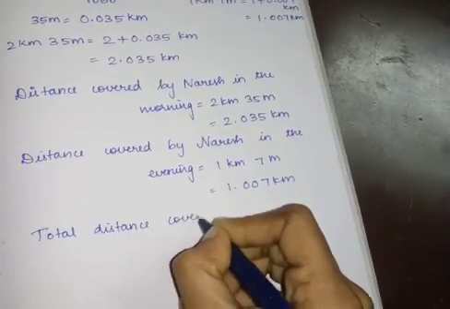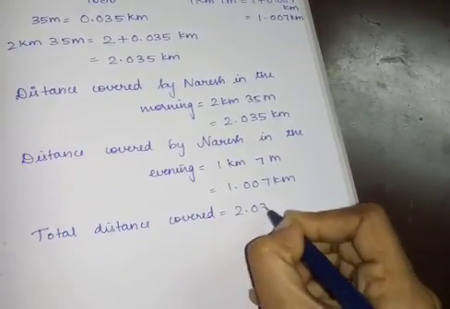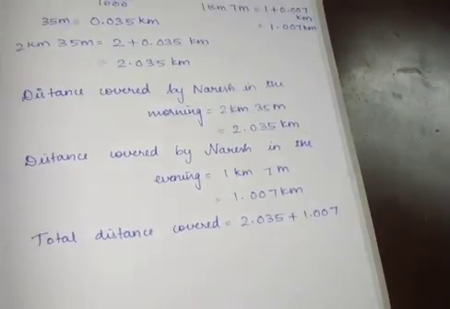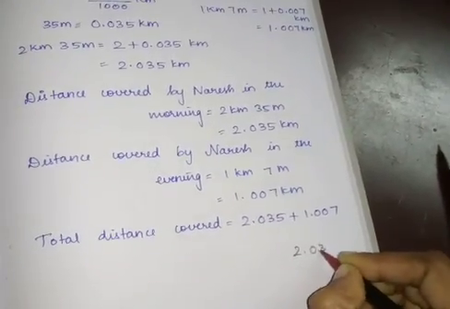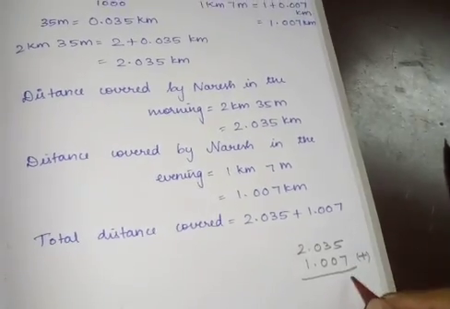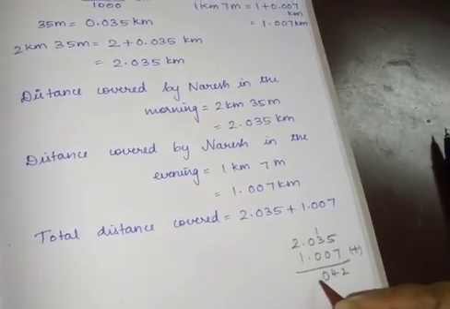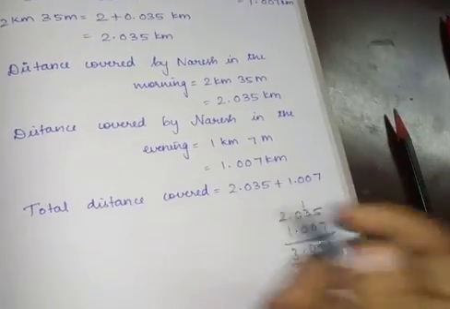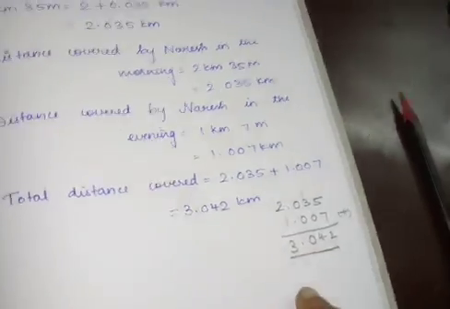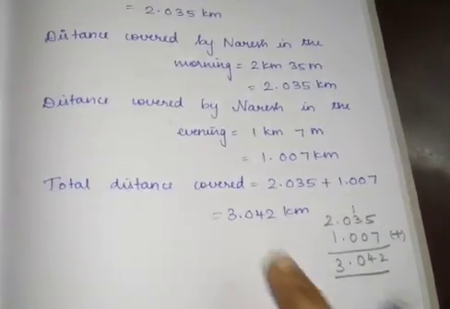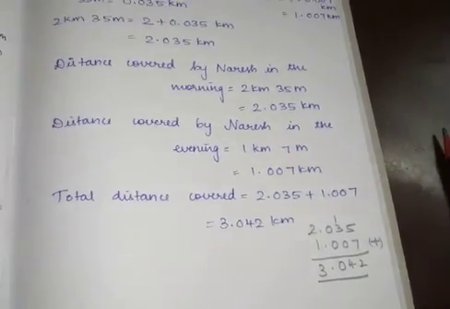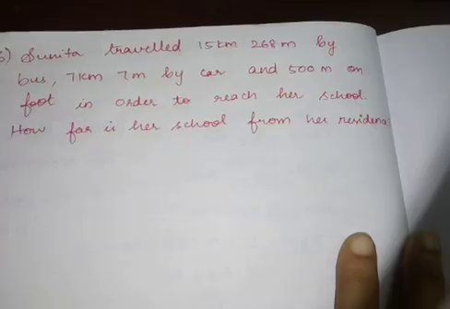So the total distance covered is equal to 2.035 plus 1.007. Both the distances I have added. So total distance, correct? 2.035 and 1.007, I am just adding it. 5 plus 7, 12. 4, 0, 1, 3.042. Our answer is what? 3.042 kilometers. So how much distance is he walking daily? 3.042 kilometers. Understood?